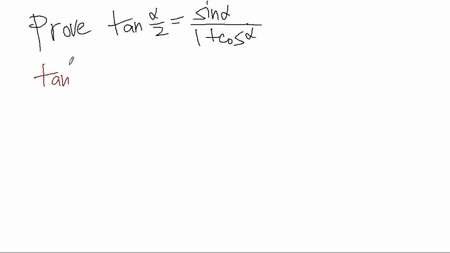So can you prove that the tangent of alpha over 2 is equal to the sine of alpha over 1 plus the cosine of alpha? All right, pause the video and try to work that one out now. Okay, so I'll go ahead and work it out as well. So I will use the following identity. The tangent squared of alpha over 2 is equal to 1 minus the cosine of alpha all over 1 plus the cosine of alpha.